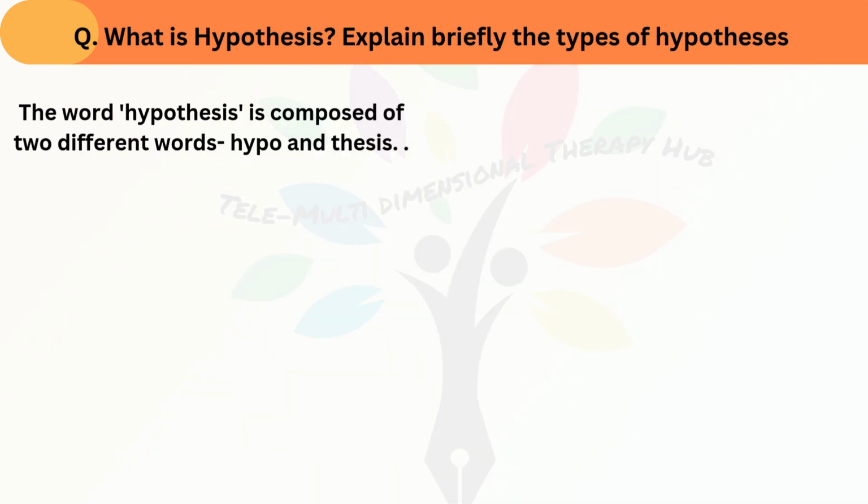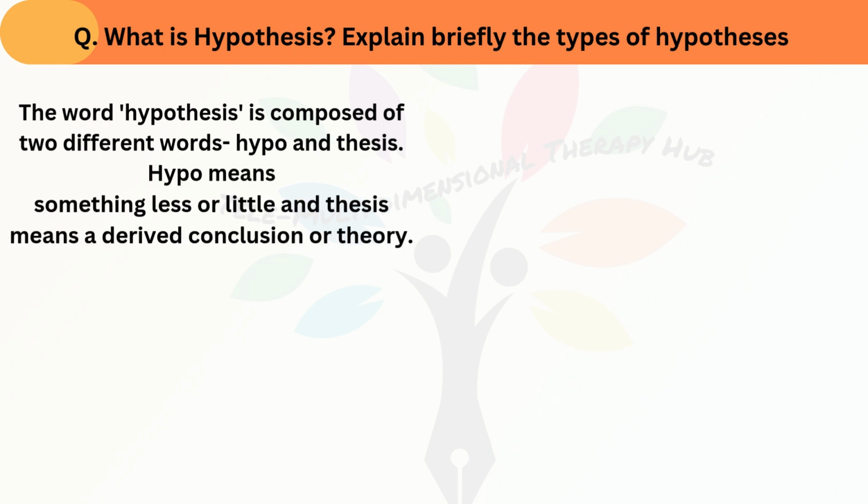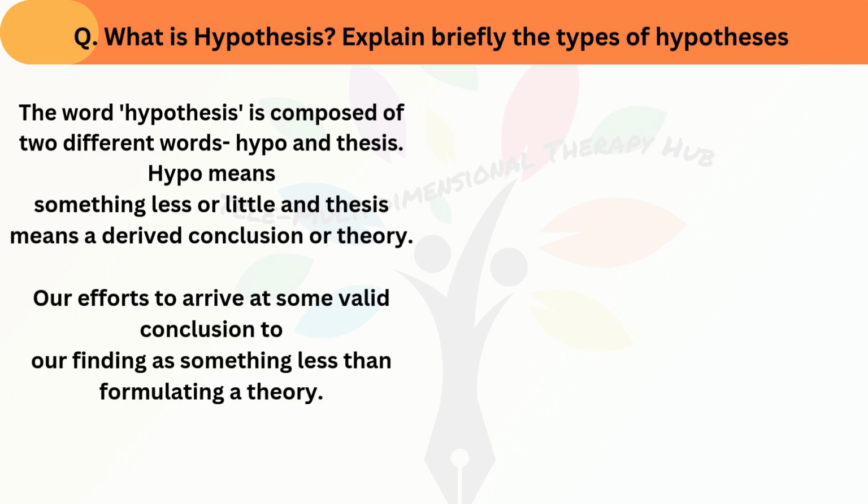Alright, next question. What is hypothesis? Explain briefly the types of hypothesis. The word hypothesis is composed of two different words, hypo and thesis. Hypo means something less or little, and thesis means a derived conclusion or theory. Our effort to arrive at some valid conclusion to our findings is something less than formulating a theory.